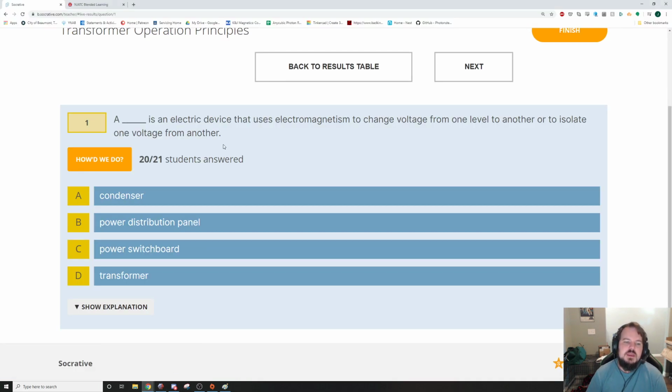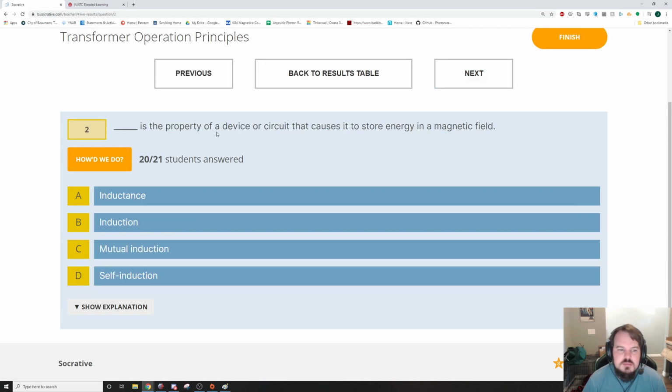Alright. A transformer. Everybody got that one? Is an electric device that uses electromagnetism to change voltage from one level to another. The property of a device or circuit that causes it to store energy in a magnetic field is inductance. We've covered inductance thoroughly in class.